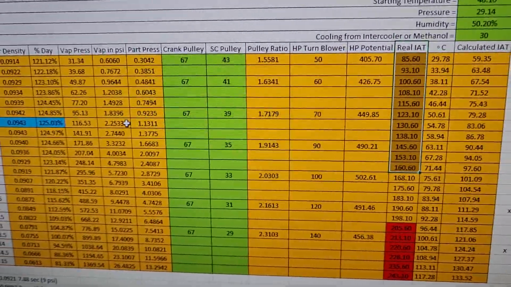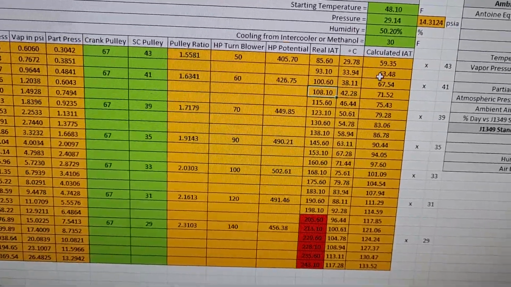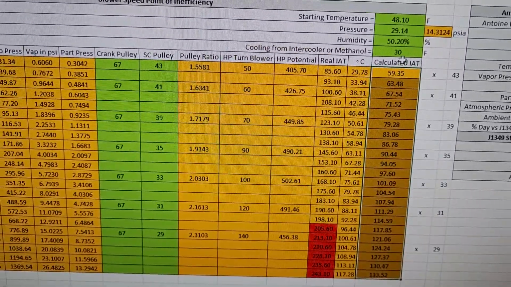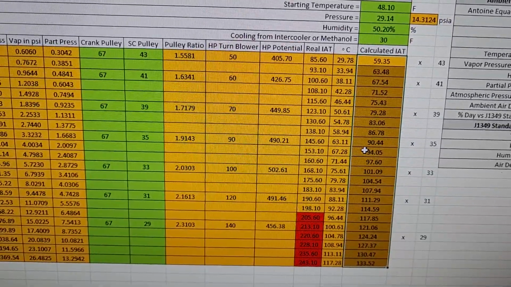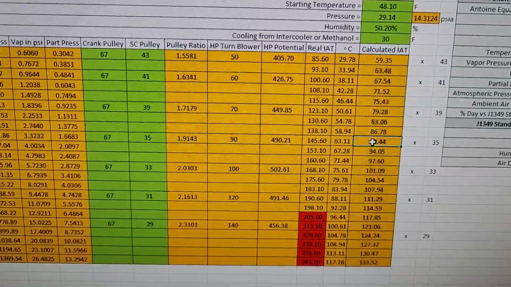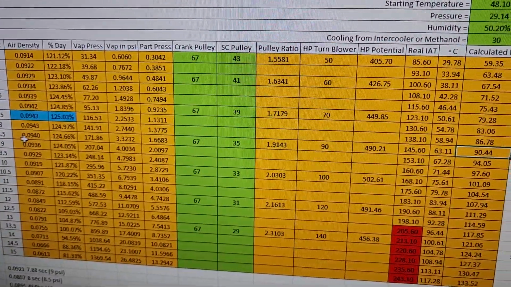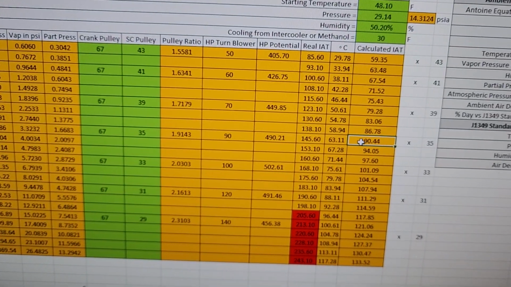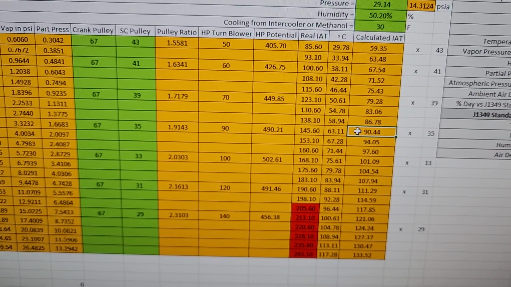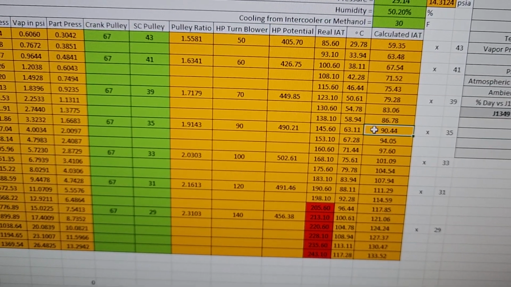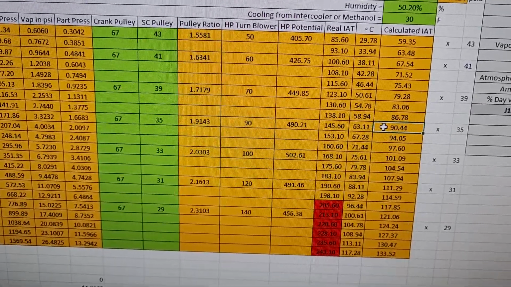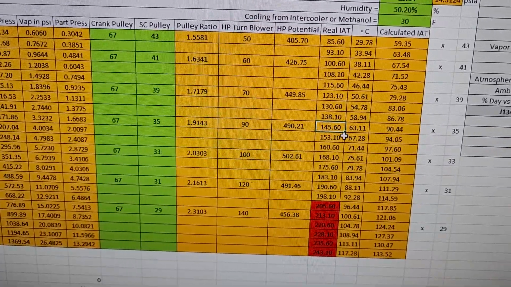All of my density calculations are based on real IATs, not the calculated ones, but I keep them here because this is the target, right? If I can cool it and get it closer to these temperatures, I'm going to maximize the horsepower. If at 8.5 pounds of boost I can get the discharge temperature of my blower, my IETs, to 90 degrees, I'm going to get the maximum amount of horsepower I can from that blower.